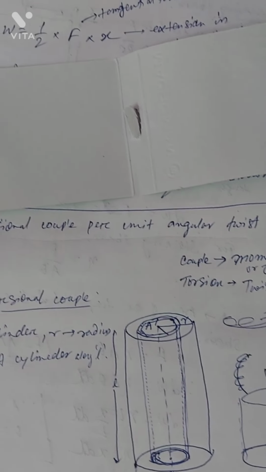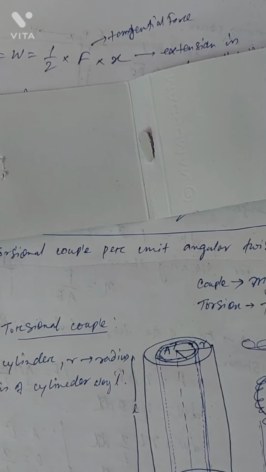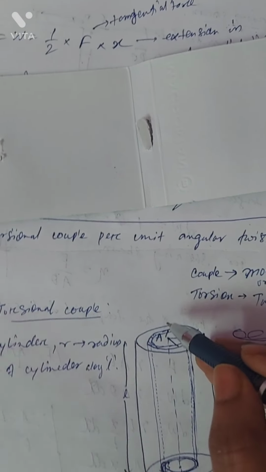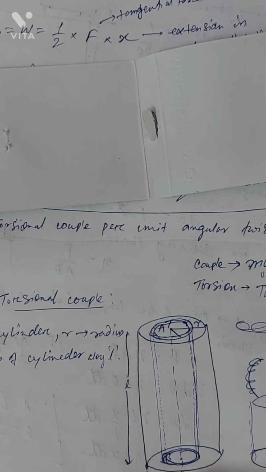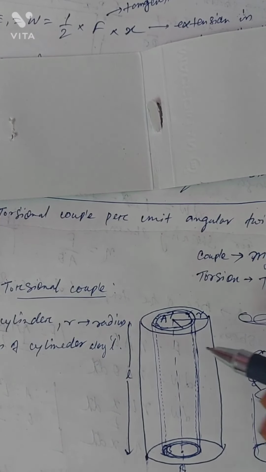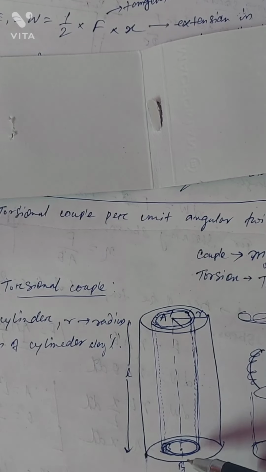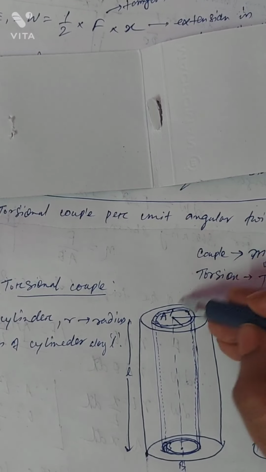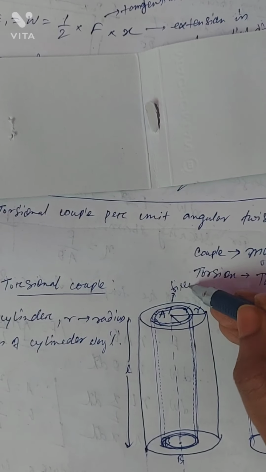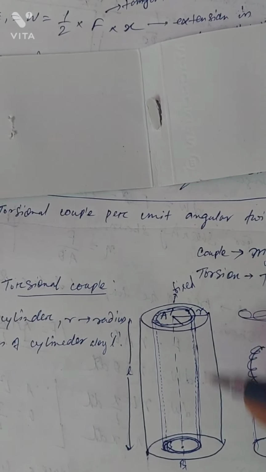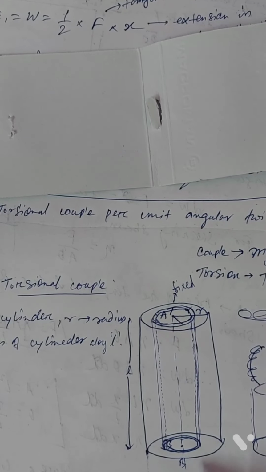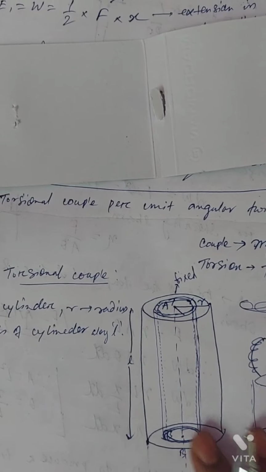Now let us consider that to create a twist in this cylinder, we have to fix one face. So there are two flat faces, A and B. Now if you consider that face A, it is fixed to a rigid support, and B is free to twist.